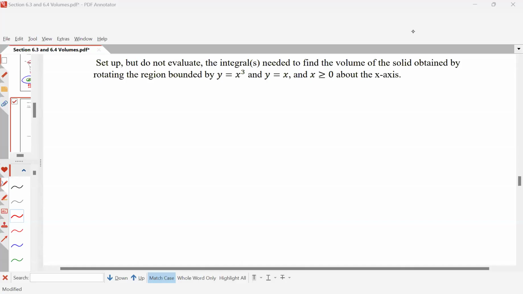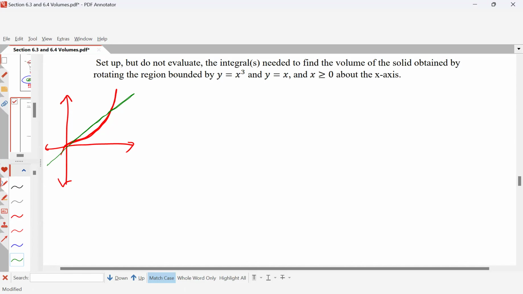Hello. In this example, we want to set up but not evaluate the integral needed to find the volume of the solid obtained by rotating the region bounded by y equals x cubed. So that looks like this. y equals x, it's a line. And x bigger than 0.